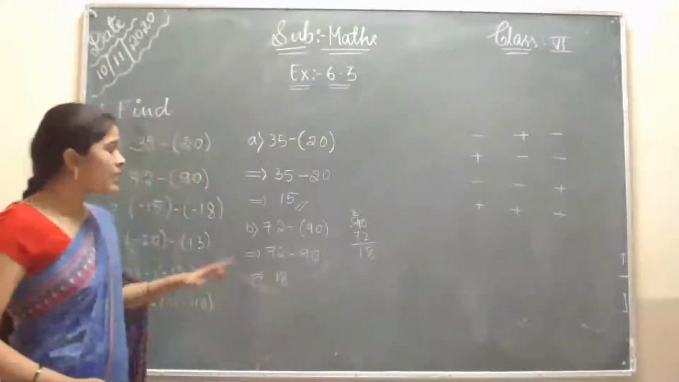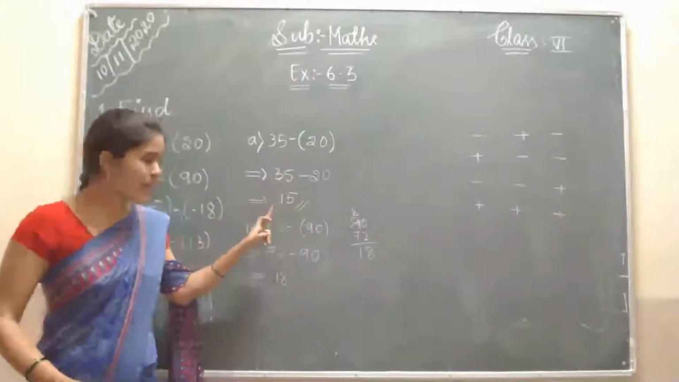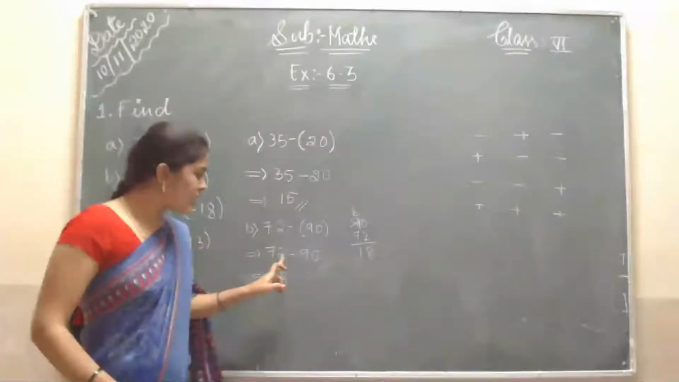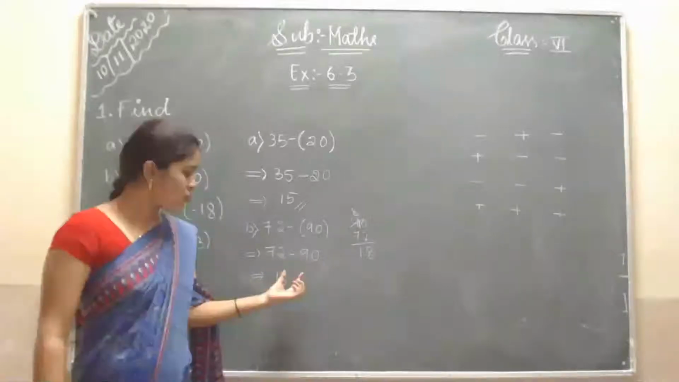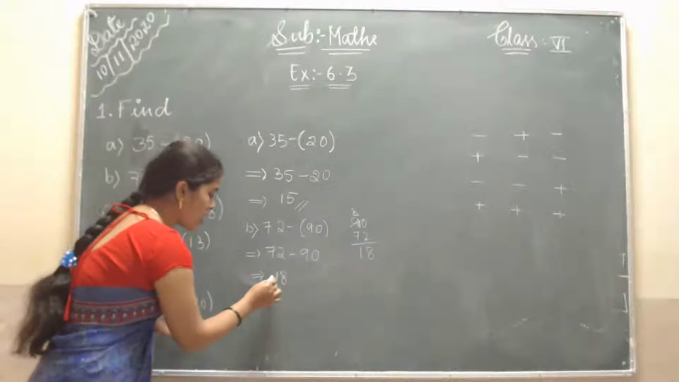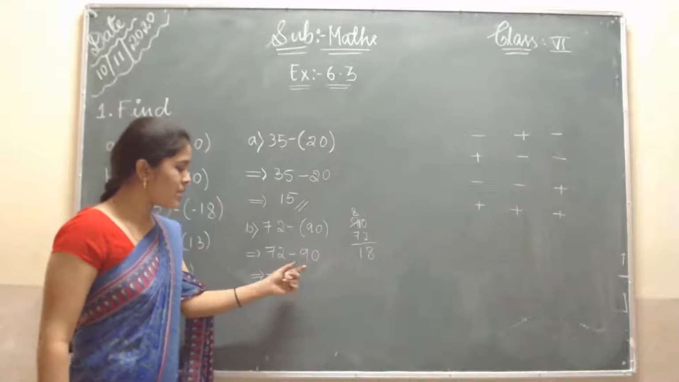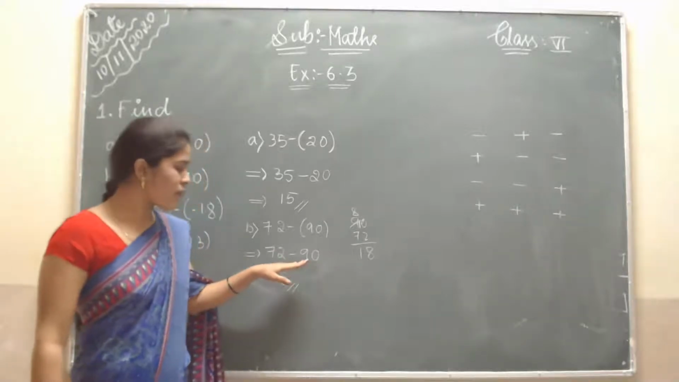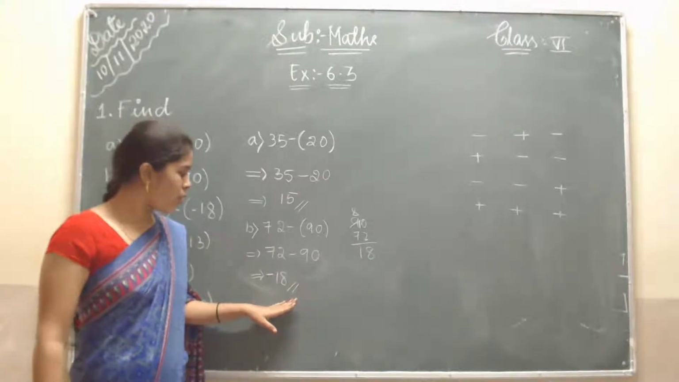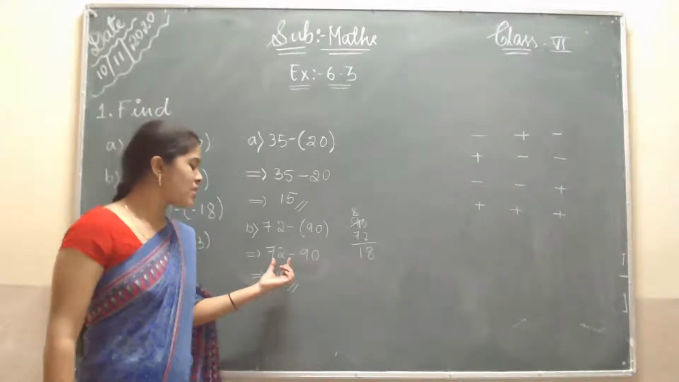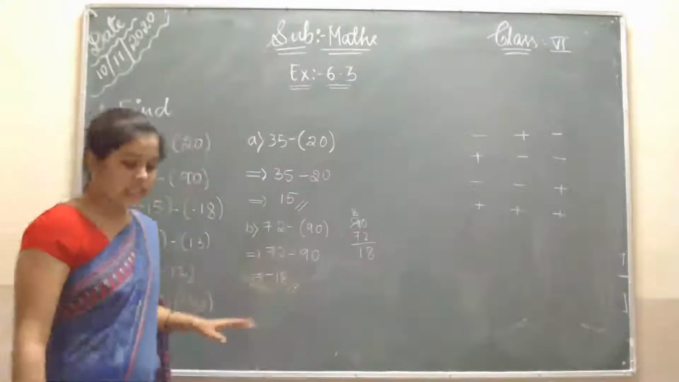But in the previous one the greater number was 35, so we took a positive integer. In this one, the greater number is 90. In front of 90 there is a negative sign, which means 90 is a negative integer. So we have to take the answer 18 also as negative, because we have to keep the greater number's sign. 90 is greater than 72. So minus 18 is the answer.